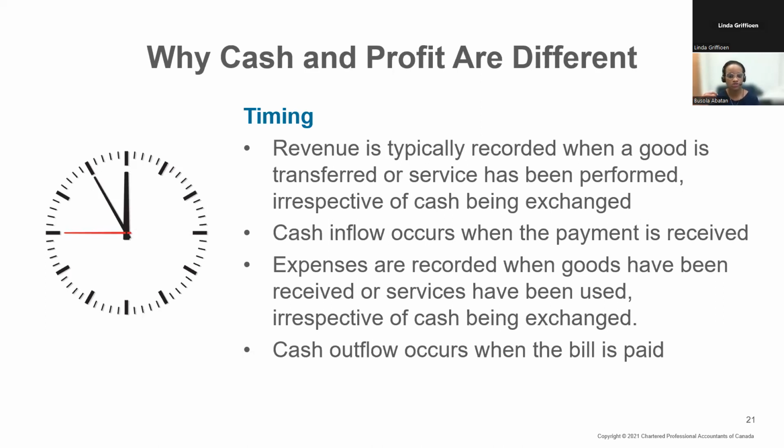Cash inflows occur when payments are received, and expenses are recorded when goods have been received and services have been used, irrespective of when cash has been exchanged. Cash outflows occur when the bills are paid. Because you're recording this at the time that the events occur, timing is pretty much why cash and profits can be different.